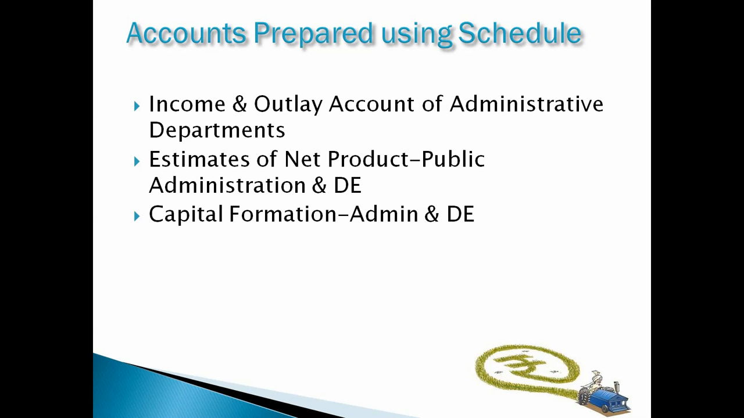Third account is capital formation, which is prepared for both administrative department and departmental enterprises. This account gives the information about the gross addition to the fixed assets and increase in stock of inventories during a period of account. All these three accounts are helpful for analyzing and estimating the contribution of local bodies in general government sector as well as in the total economy.